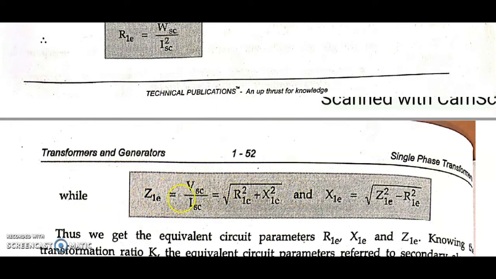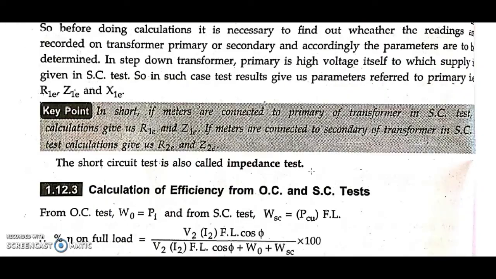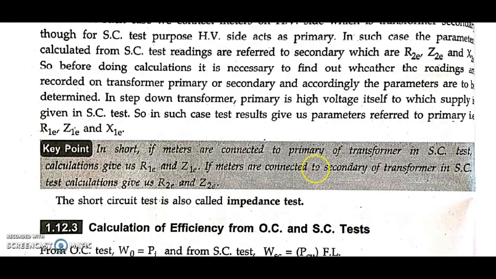Once you know R1E, you can easily calculate Z1E. For Z1E we have fixed formulas. Z1E is equal to VSC by ISC, or else you can write it as the square root of R1E square plus X1E square, both of which are important from the problem point of view. Remember this. Once you know Z1E, you can easily calculate X1E using this formula, because you can insert the value of R1E as well as Z1E, and then calculate X1E. So this is all about your OC and SC test.